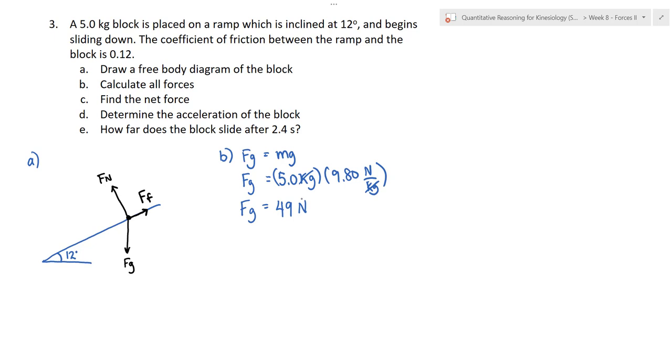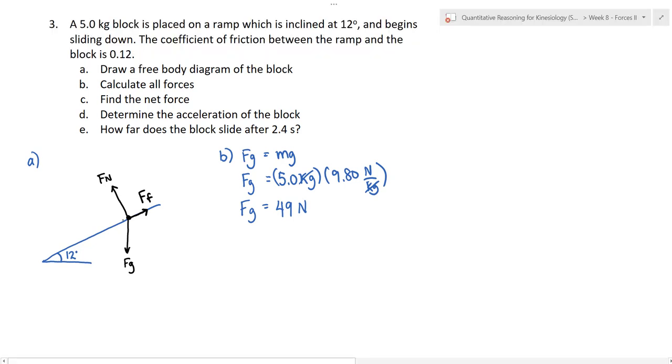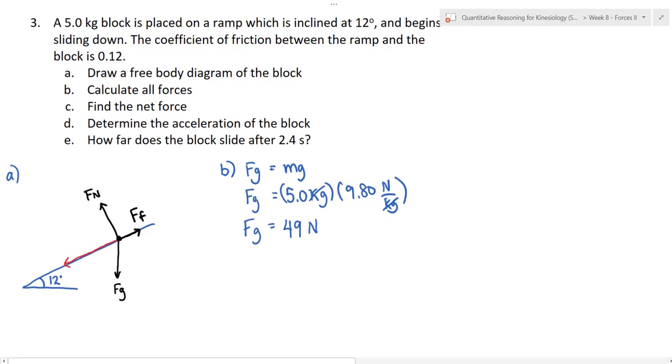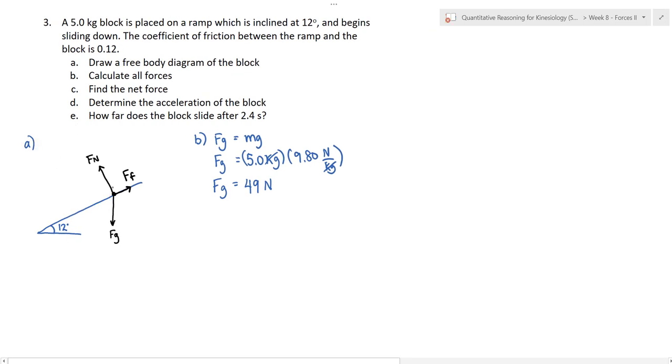Let's think about which direction the block is moving. The block is moving down the ramp, right? It's going this way, down the ramp. It's not moving this way at all, in that direction. So since the block is moving down the ramp, we're going to say that down the ramp, like this, is the x direction. And the perpendicular direction, like this direction here, is the y direction. So the block is moving along the x direction.